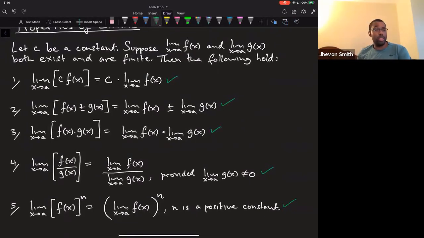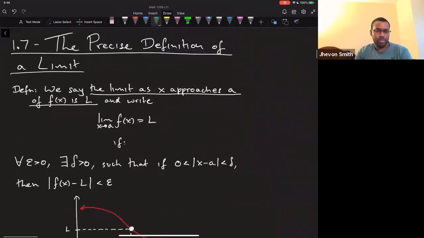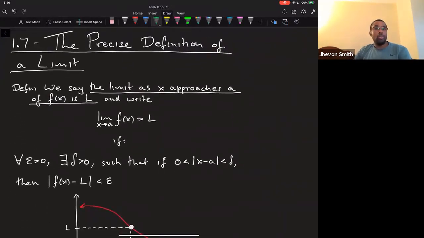There are very few things that do all of these things. So yeah, limits have some nice properties. I just wanted to let you know that. We've actually been using this the whole time, but we have to state it. We're going to talk about the precise definition of a limit now.